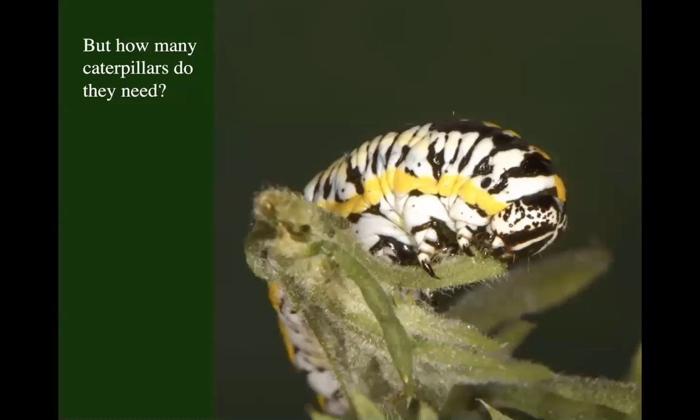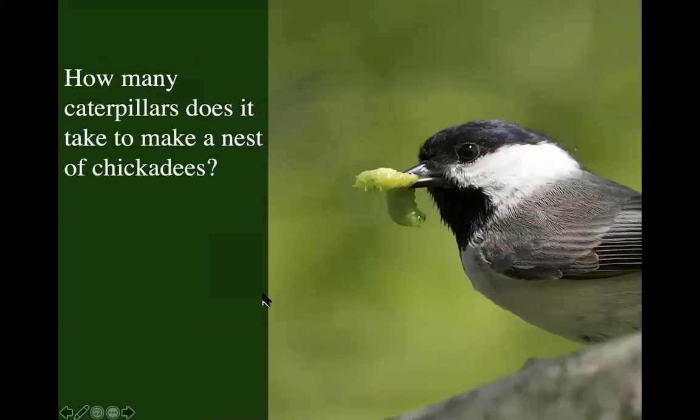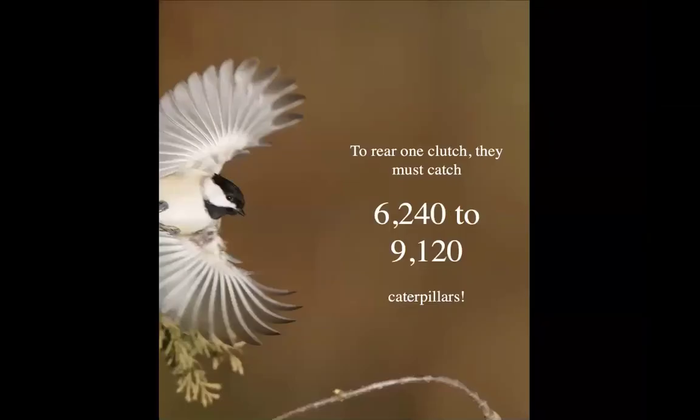The next question is, how many do they need? Is one or two enough, or one or two a day enough? Let's go back to chickadees. Again, a lot of data on chickadees. How many caterpillars does it take to make a nest of chickadees? Thousands. One or two is not enough. One or two a day is not enough. It takes thousands of caterpillars, 6,000 to 9,000 caterpillars, depending on the number of chicks in the nest, to get that nest to the point where those chicks fledge.